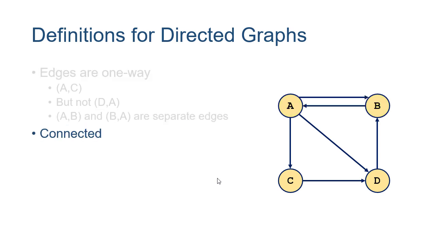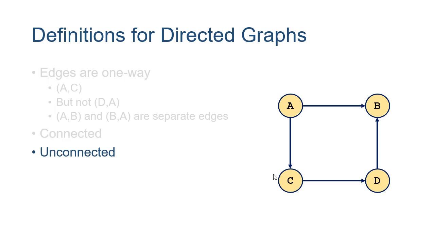So we say a directed graph is connected, just like before, if there's a path from every vertex to every other vertex. However, keep in mind, now these are directed edges, so we have to keep that in mind. So this graph is connected because notice there are edges that allow us to travel in a circle around the graph, so we can start anywhere and wind up anywhere else.